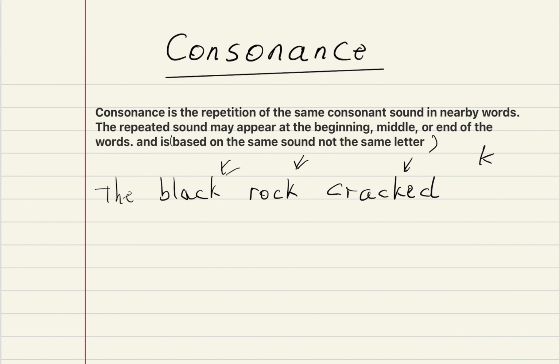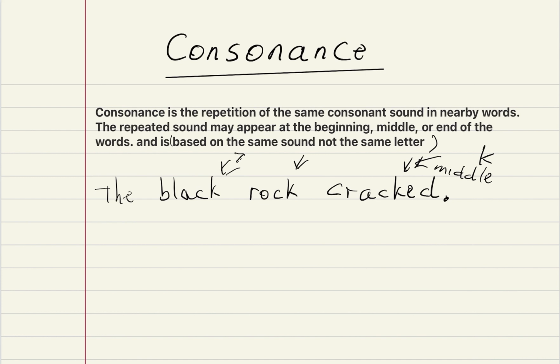In this case, it's at the end of this word, and then here it's at the end of the word, and here on this part it's in the middle. So that's the difference between consonance and alliteration. You can see that we're having that repeated sound of K in this particular sentence. So that's one example of consonance.